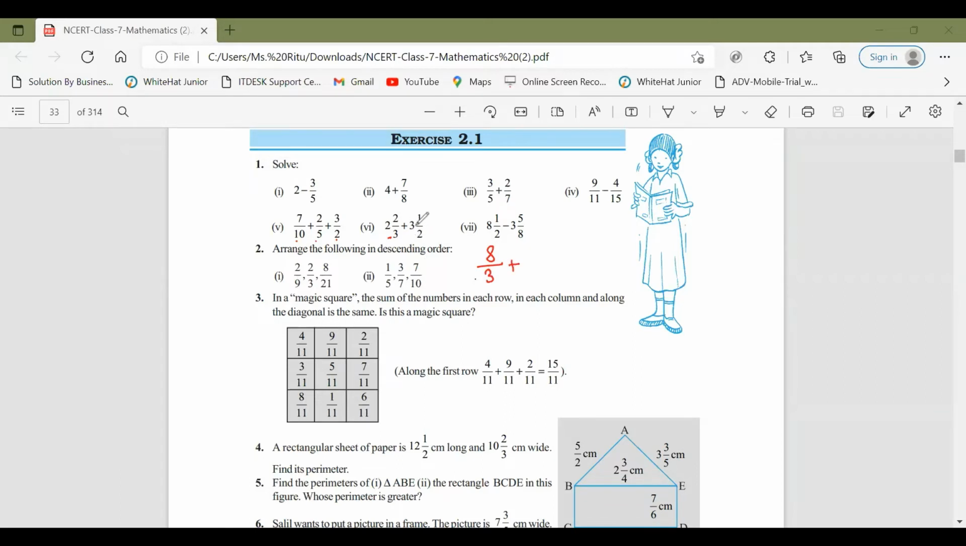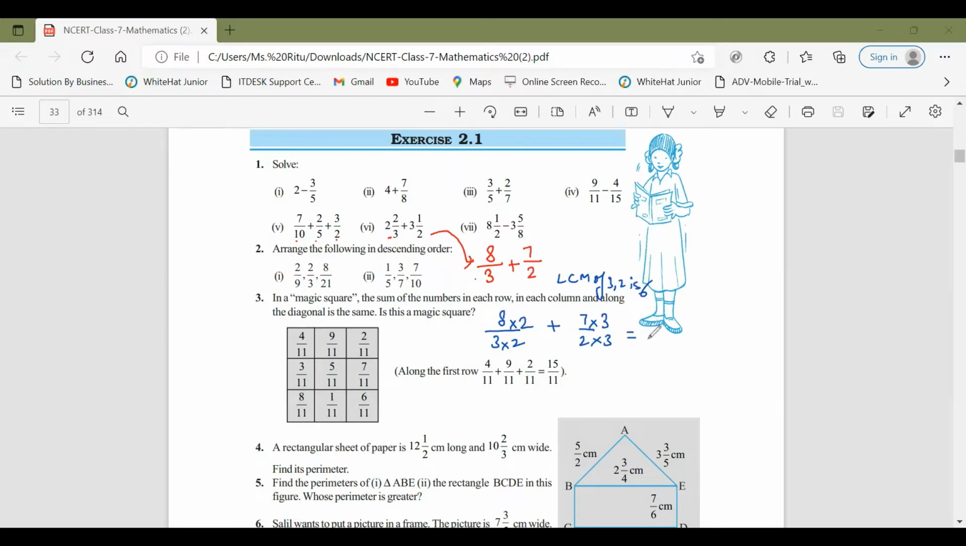3 2s are 6, 6 plus 1 is 7, so 7 upon 2. Now we have converted this mixed fraction into an improper fraction. So here again, they are unlike fractions because the denominator is different. So our next step would be to make the denominator the same. The LCM of 3 and 2 is 6, right? So we are going to make the denominator 6 now. We are going to multiply the first fraction by 2 and the next fraction by 3. Only in that case are we going to get the same denominator 6.